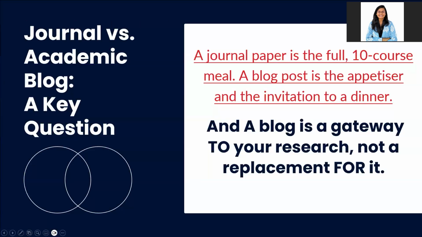In the next slide you would see basically an idea of a journal paper, which I call a 10-course meal. However, a blog is an appetizer and an invitation to a dinner. So all these slides were here to explain how the things are different. Basically, journal writing is very important, very rigorous, very serious. However, in academic blogs, you can get a little laid back. You can just say, okay, I did this work, I'm writing a paper on it, and this is a teaser of it. So this is a gateway to your research, not a replacement of it.